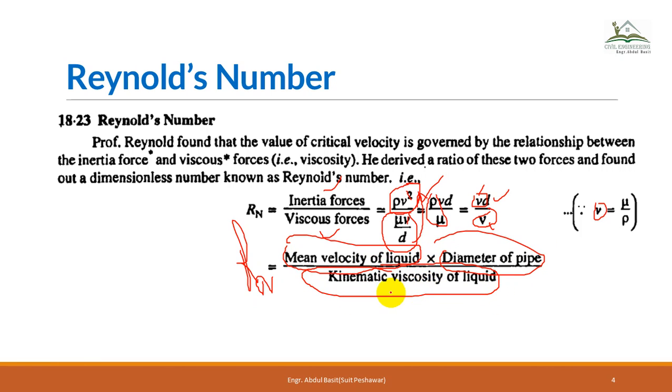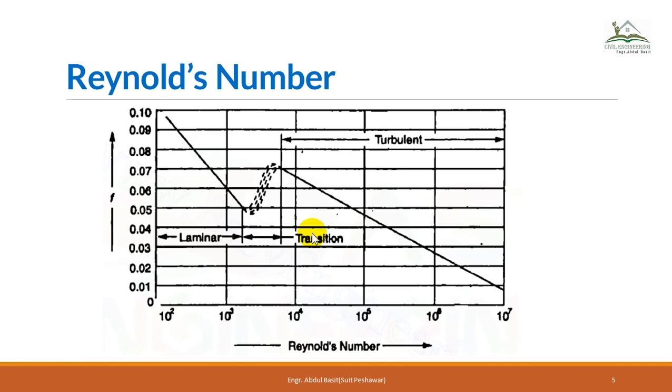All these values can be taken from the Reynolds number determination experiment as well. Whenever you have all these values, you simply put them in here and you will get the Reynolds number. If that value is less than 2000, it will be laminar flow. If it is between 2000 and 2800, it will be considered the transition zone, and if it is greater than 2800, it will be considered turbulent flow.